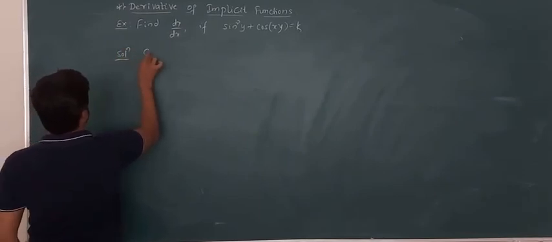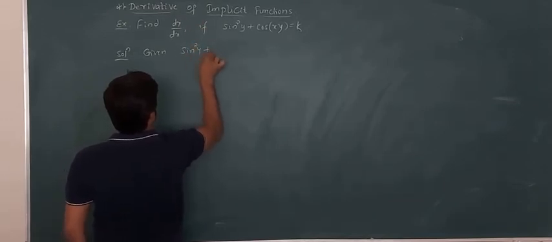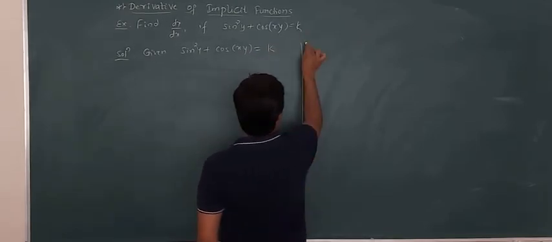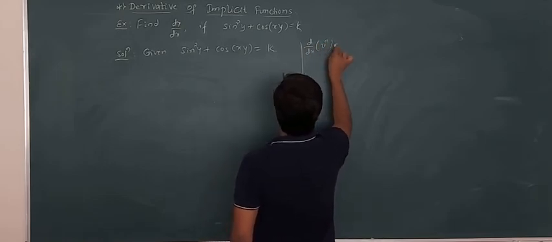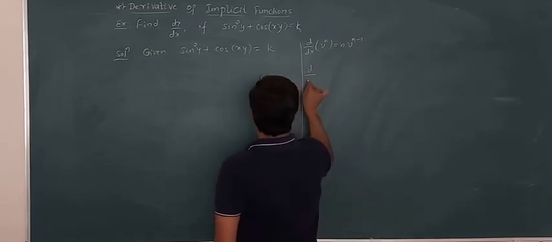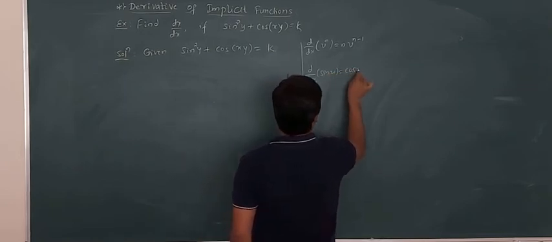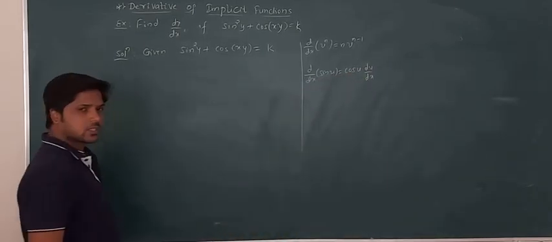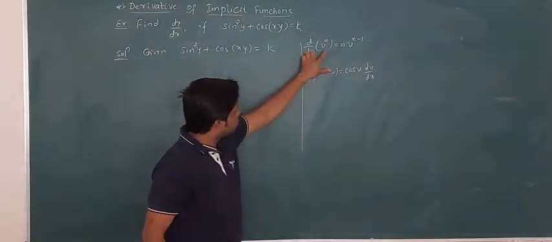Solution of this example is given: sin square y plus cos xy is equal to k. We know that d by dx of u to the power n is n times u to the power n minus 1 into du by dx, and also d by dx of sin u is cos u into du by dx. Here the first term of the given example is sin square y. First I am going to apply the u to the power n formula.